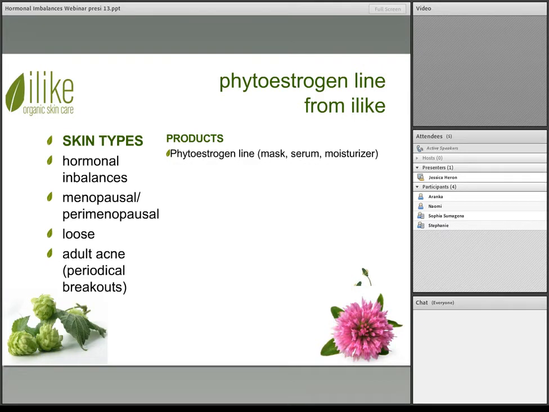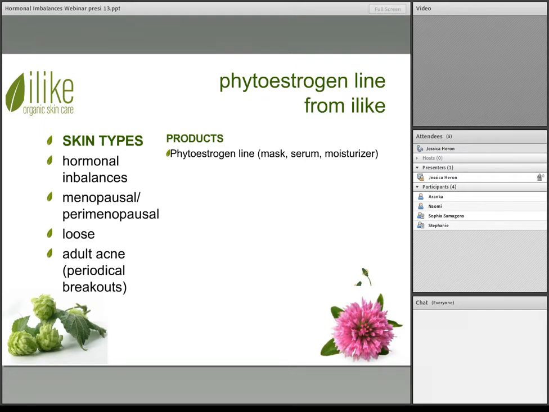So the products would include our phytoestrogen line, which would be 3 products that are sort of in that phytoestrogen family. We're going to list other products that are associated with the phytoestrogen category that may not have phytoestrogen in their title, but these will be the products that you will be able to know that have a plant's estrogen content in them, even though they don't say phytoestrogen mask or serum or moisturizer, etc. You will be able to take note of these products that contain the plant or the phytoestrogens.